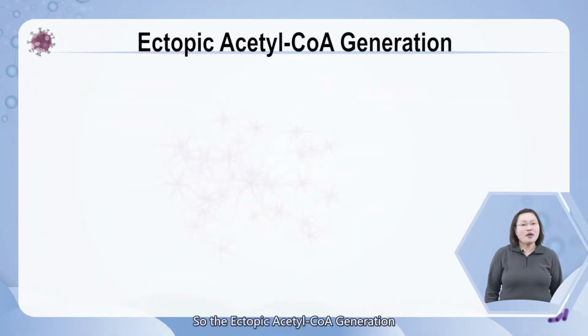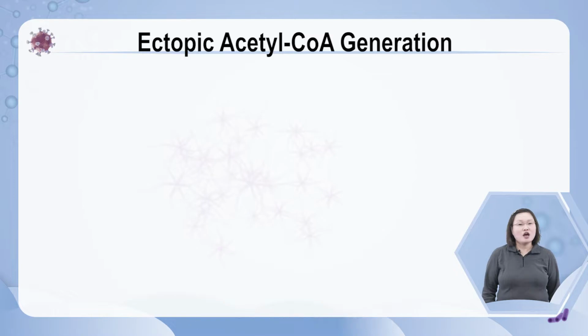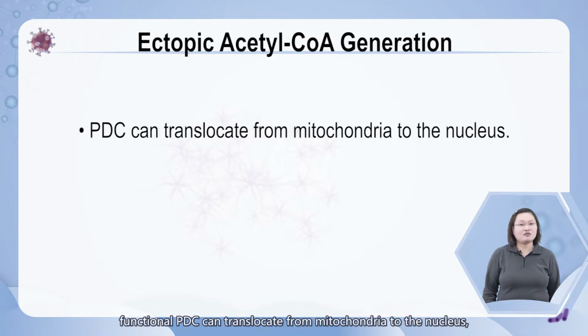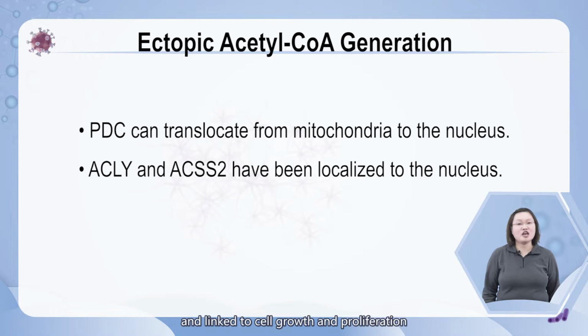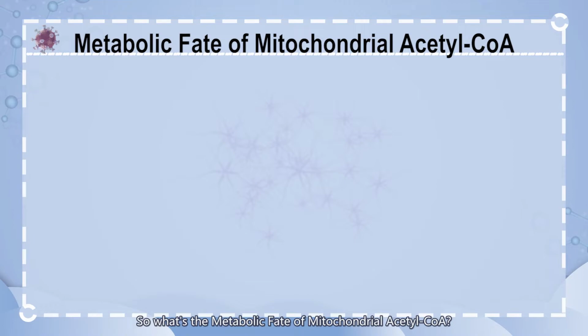Acetyl CoA can also be generated ectopically. As malignant cells progress through the S phase of the cell cycle, functional PDC can translocate from mitochondria to the nucleus, catalyzing the ectopic synthesis of acetyl CoA from pyruvate. Interestingly, two other acetyl CoA generating enzymes, namely ACLY and ACSS2, have been localized to the nucleus and linked to cell growth and proliferation. So, what's the metabolic fate of the mitochondrial acetyl CoA?